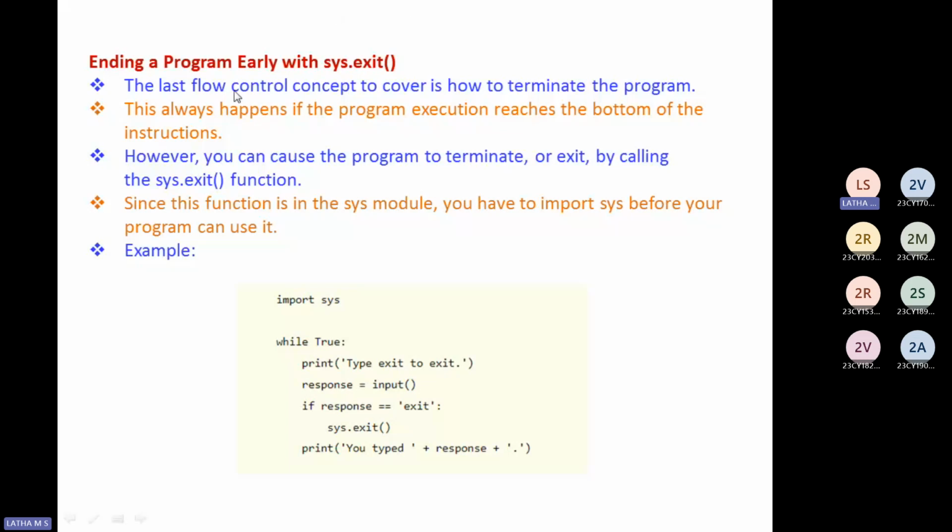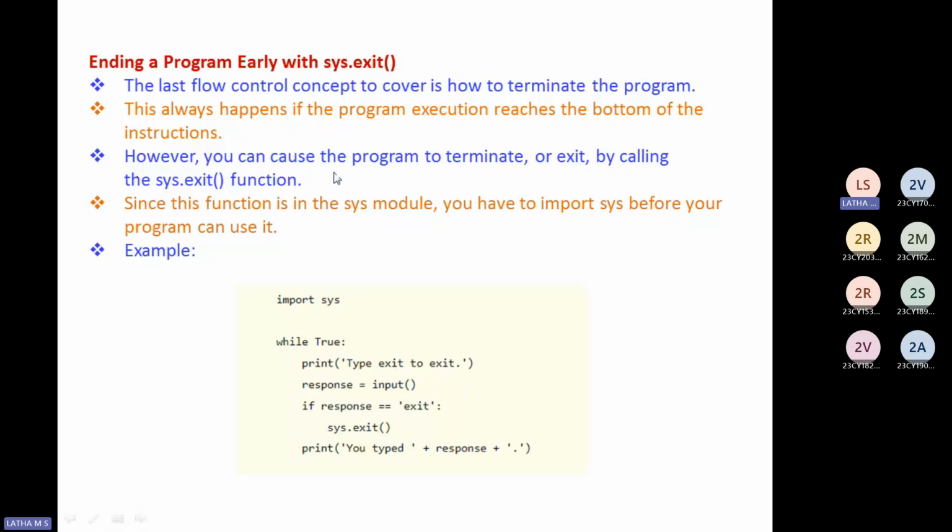So the last flow control concept to cover is how to terminate the program. This always happens if the program execution reaches the bottom of the instructions. However, you can make the program terminate or exit by calling sys.exit as a function. It is a function. Keep in mind, students, I will not repeatedly tell you: whenever there is a parenthesis bracket within the code, it means that it is a function.